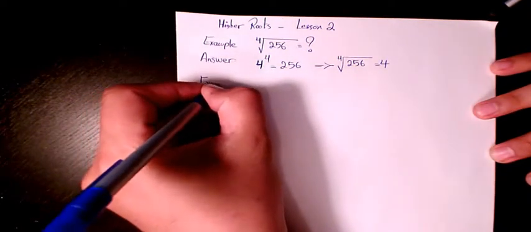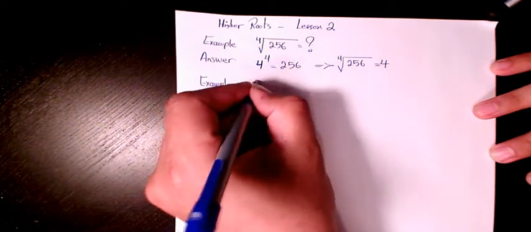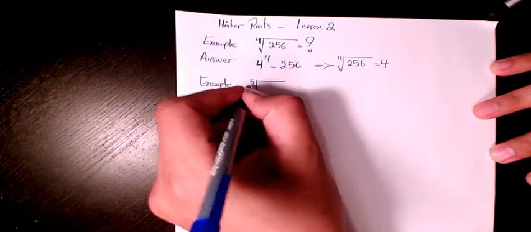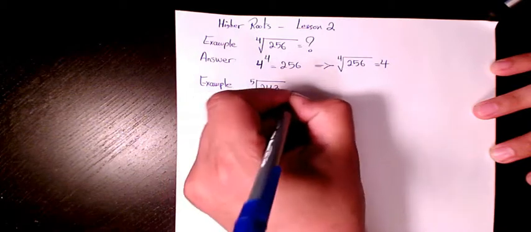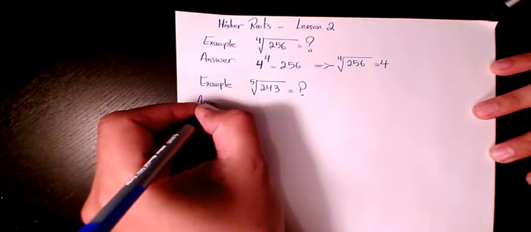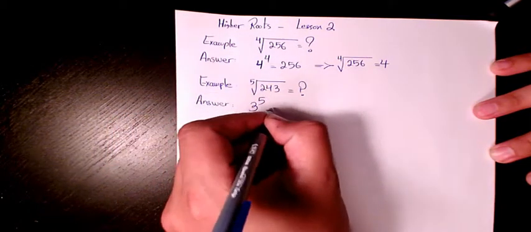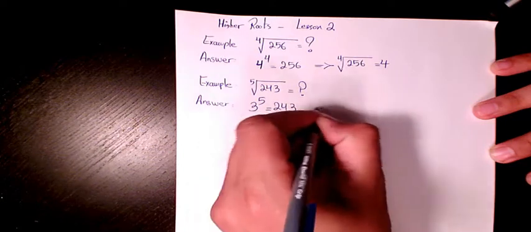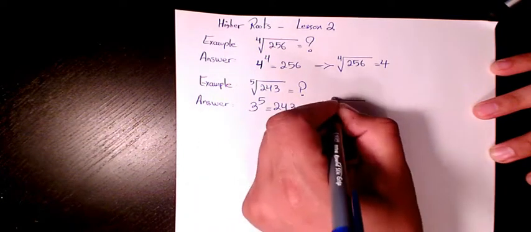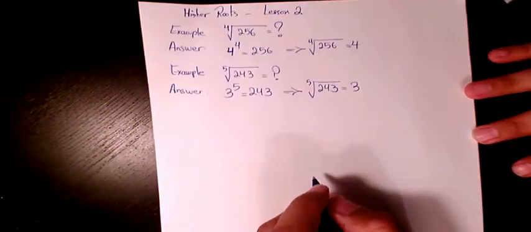Next example. The fifth root of 243. Answer is, we know 3 to the power of 5 is 243. So the fifth root of 243 will be 3.